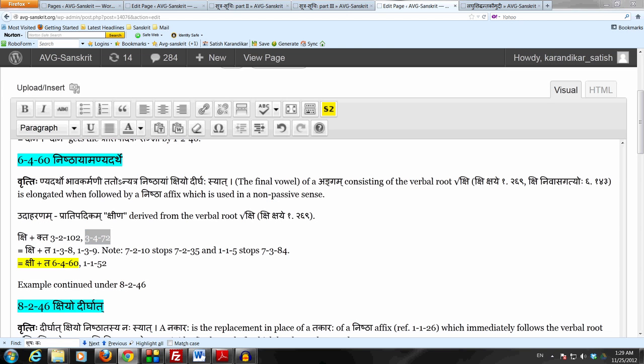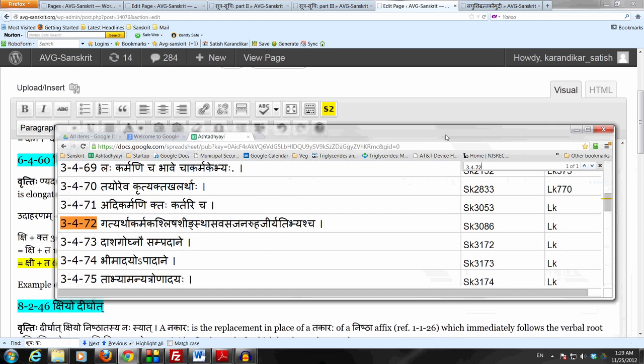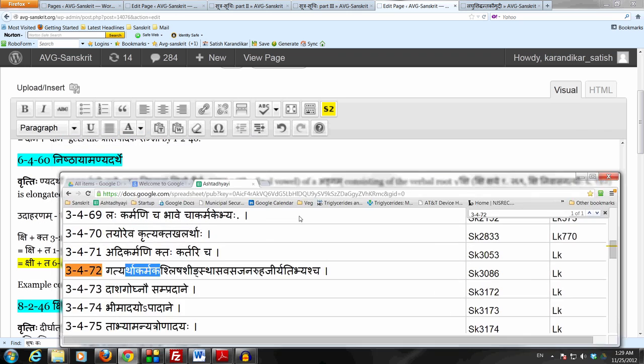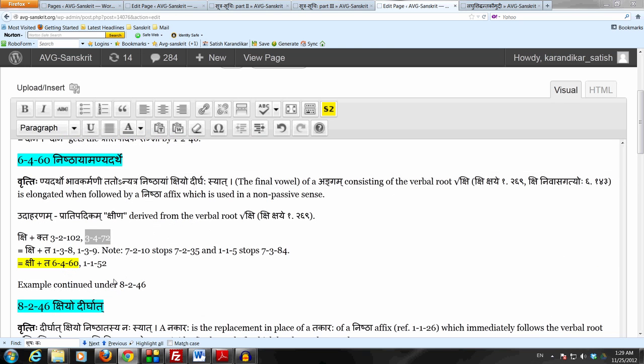So by 3.4.72, akarmaka shlisha shing stha vasa jana ruha jiryati bhyascha. By that sutram, which we also have studied, when we have an akarmaka dhatu, a dhatu which is not taking an object, in that case this affix kta may be used kartari. So that is where this sutram finds application, when by 3.4.72 we use this affix kta kartari.